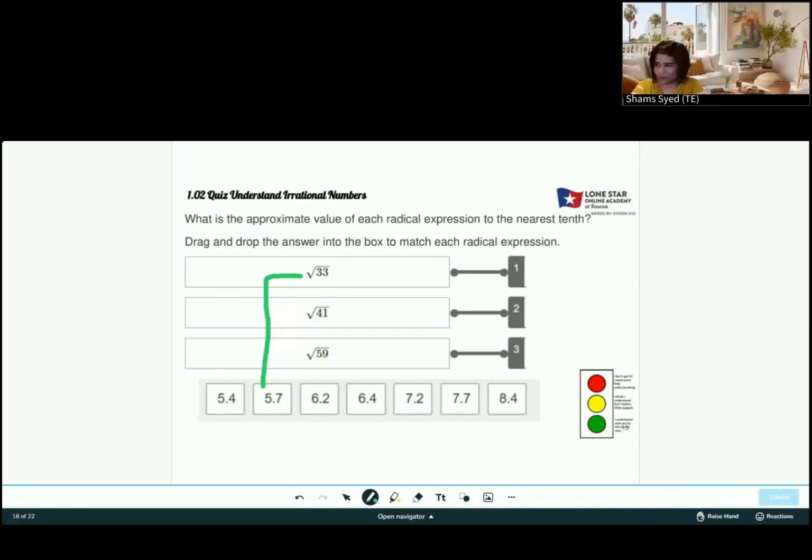You guys are good at it, right? So this quiz is supposed to be easy. Very good. Excellent. Everybody in the chat typing correct answers. So square root of 41 is going to be 6.4.